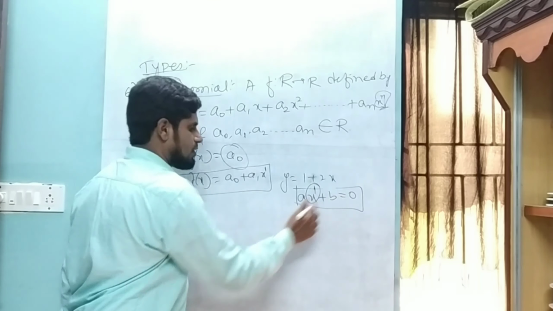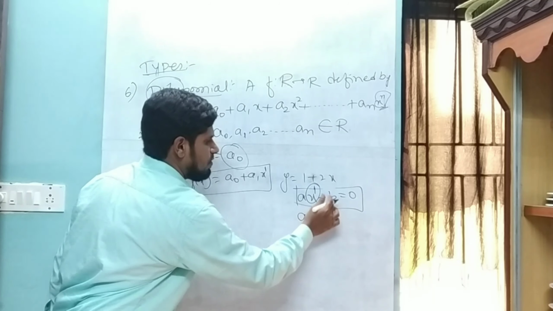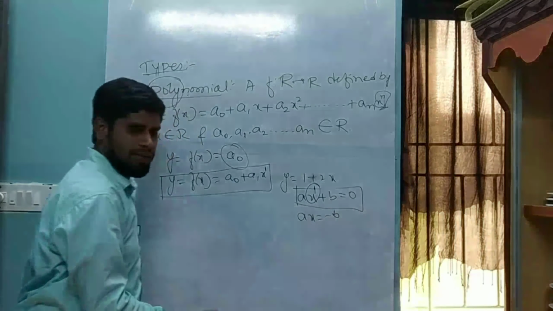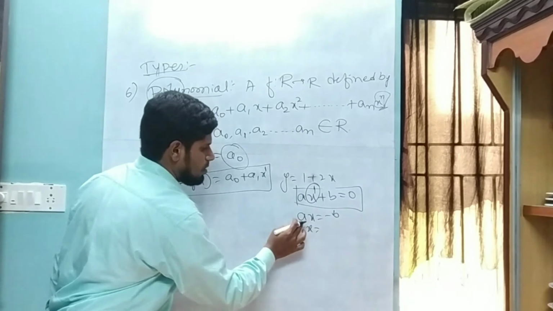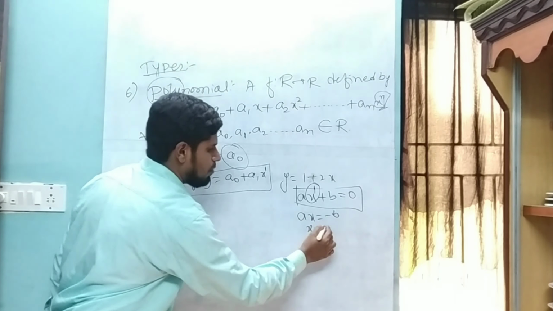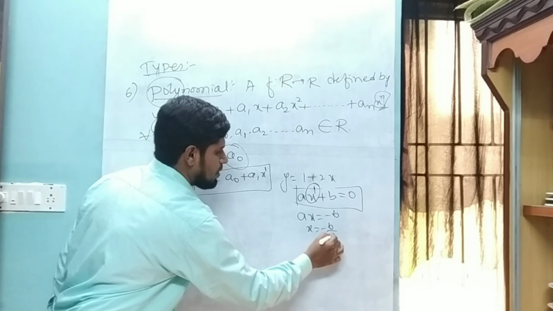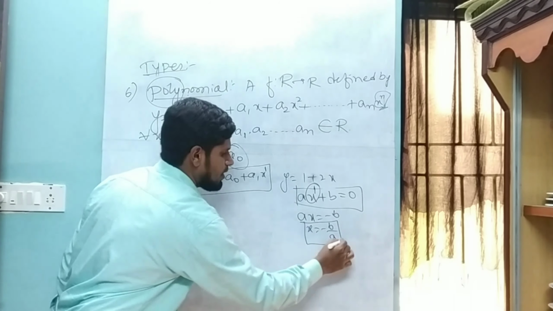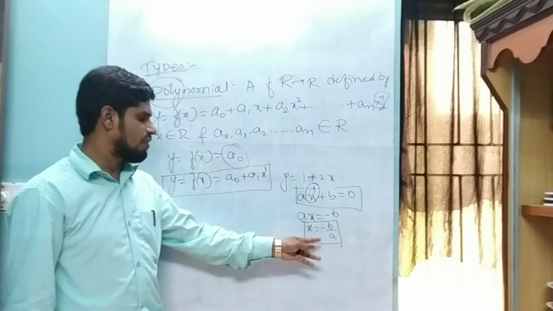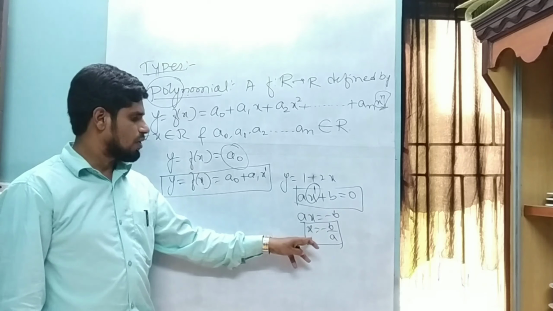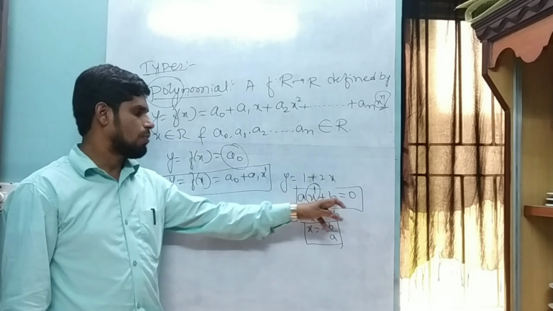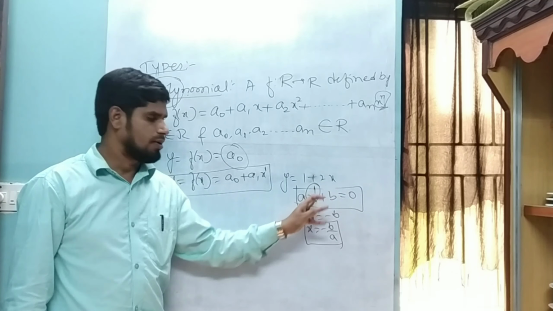And we know how to solve this. Simply, ax, shift b to the other side. It is minus b. So what is the x value? Do the cross multiplication or divide by a on both sides. If we divide by a on both sides, we will get x is equal to minus b by a. This is the only value of x, and it has only one value of x, so it is called a polynomial function of degree 1.